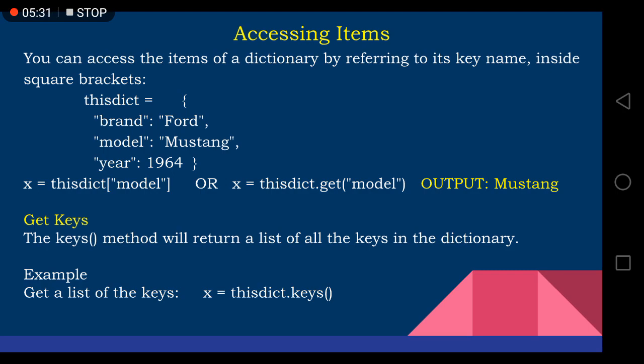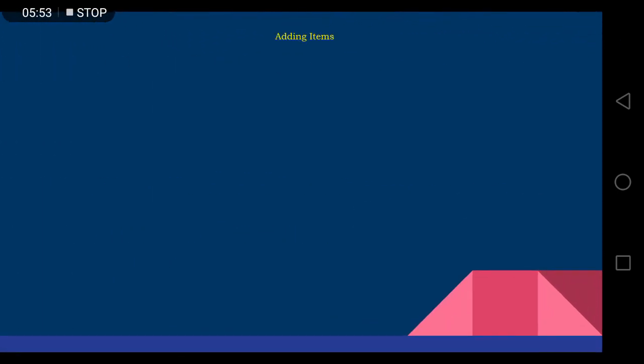So .keys is the function, like how .get is the function to get the value, same way .keys is the method to get all the keys of the dictionary. Now the output is dict_keys of brand, model, year. They are all the variable names or the key values. So this is how to access the elements from the dictionary.